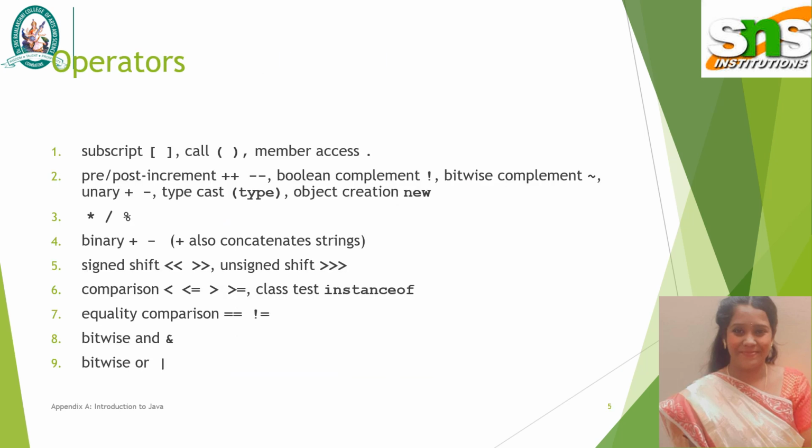Now, operators. When we go for the operators in Java, we have many things to see: subscript, call, member access, pre or post increment operators, boolean operators, bitwise operators, unary operators, ternary operators, object creation with new, binary operators, that is the concatenation operator with plus, and shift operators, that is shift left, shift right, unsigned shift right. The comparison operators include instanceof, equal to and not equal to, bitwise AND operator and bitwise OR operator.